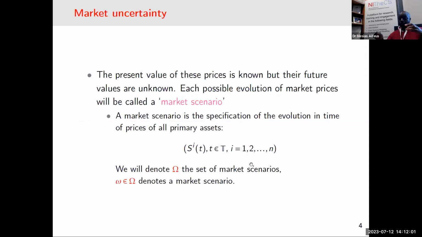So when you are trading or dealing with a particular asset, stock or bond, we know the present value of the price of this asset, but we don't know what the future value of this asset will be. If you look at the evolution, today we know the asset price, but the trajectory of these prices can either go up or down, depending. The evolution of the market price of this basic security is what we call the market scenario. So the market scenario is specified as an evolution in time.